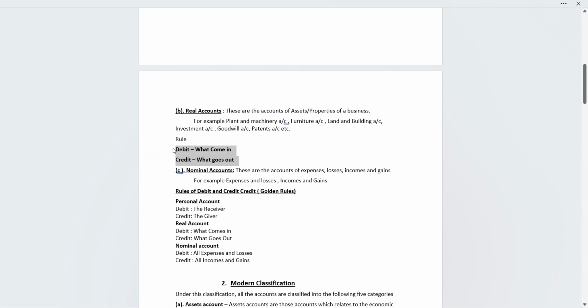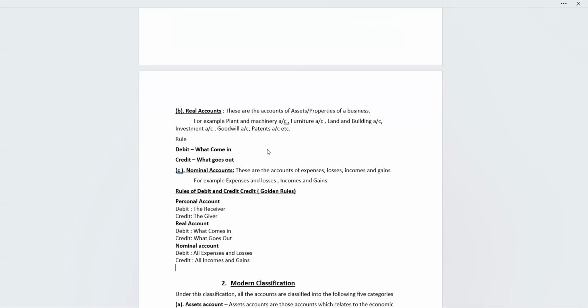Suppose you are purchasing any asset. That asset comes into the organization, so that should be written on the debit side only. Suppose that asset is sold, at that time that asset goes out, you write down the credit side. Suppose cash paid, cash comes in or goes out? Cash paid means you paid the cash, cash goes out. Which side do you enter? Credit side. So that is the rule.